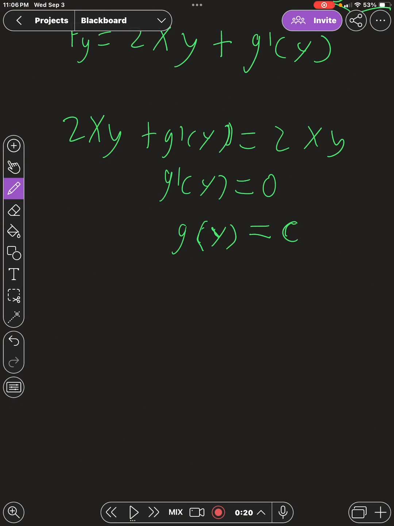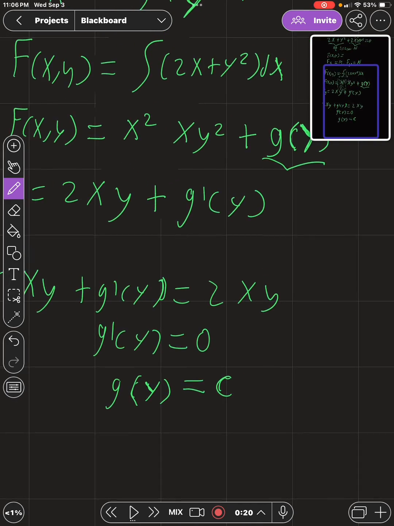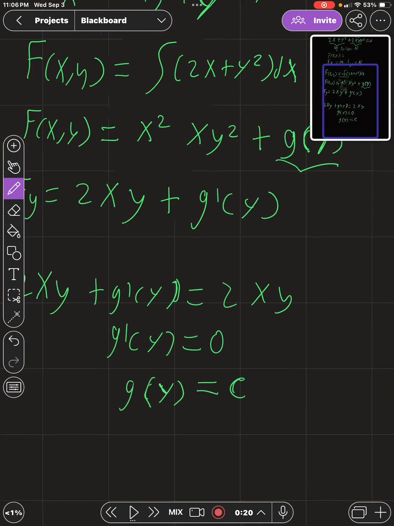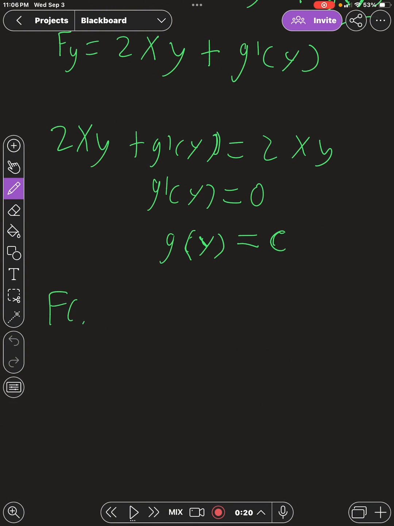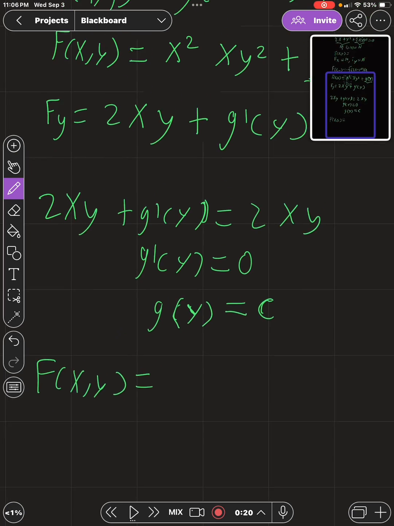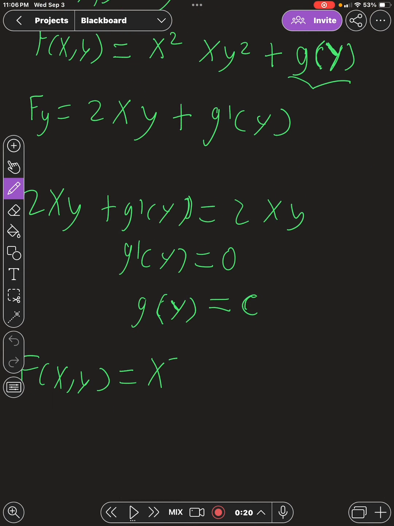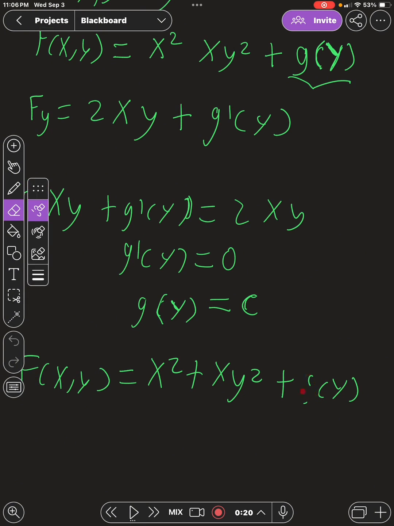And so now we're done, basically. We can now plug this constant in for g of y in our above potential function. So the solution is f of x, y is equal to x squared plus xy squared plus g of y. Oh, sorry, it is g of y, but in this case we know g of y, so we're going to put plus c.